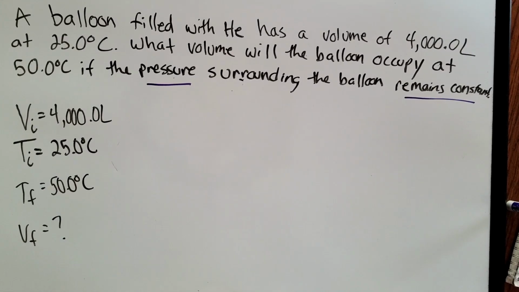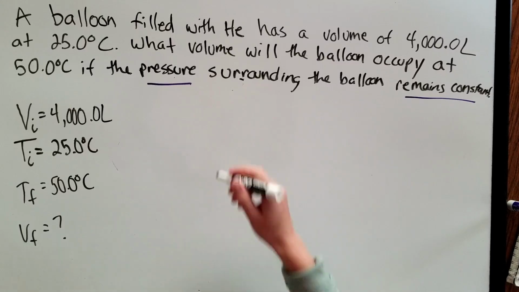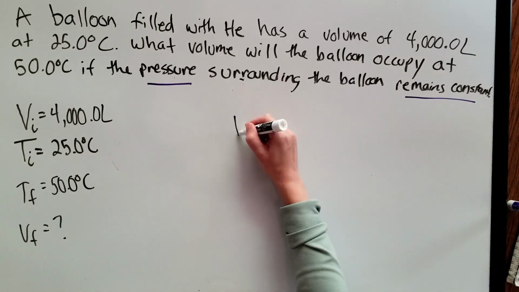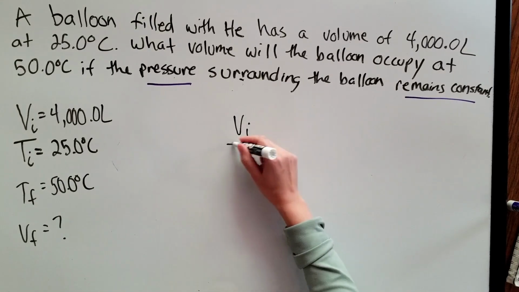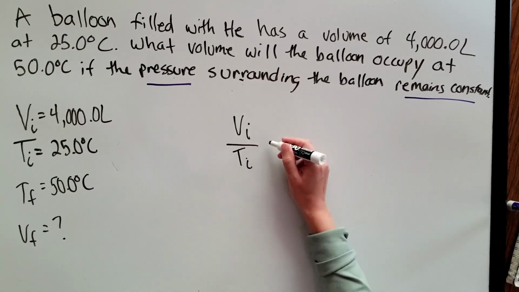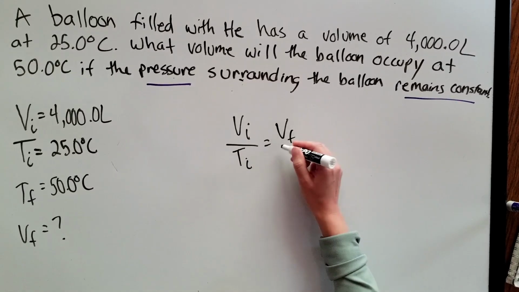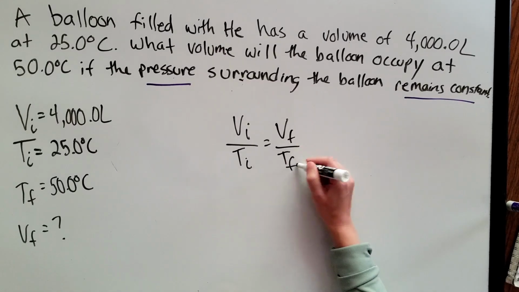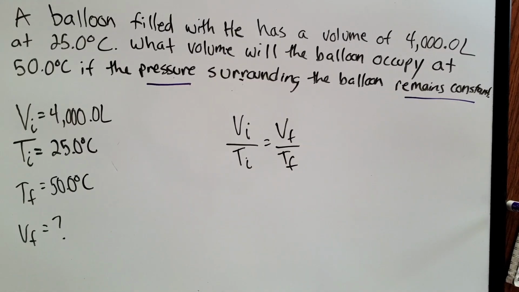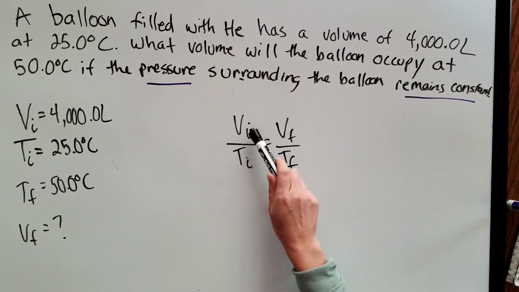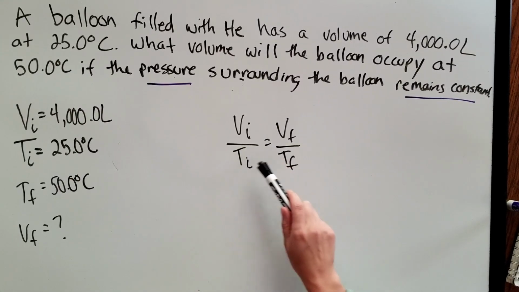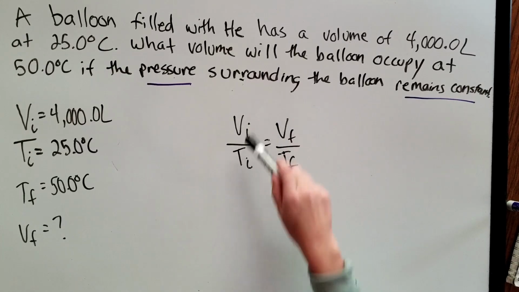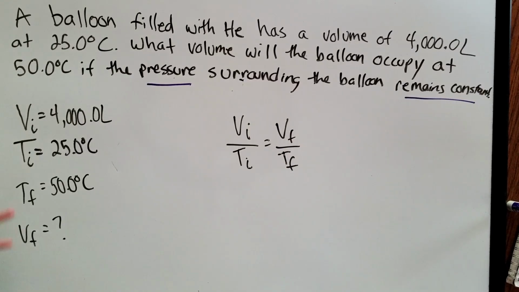All right, so looking at equations, the equation that's going to work for me is Charles' law. So VI over TI is equal to VF over TF. Okay, because I have VI, TI, and TF, and I can solve for VF. So I need 3 out of the 4 variables. I have 3 out of the 4, and I can solve for the 4th one.